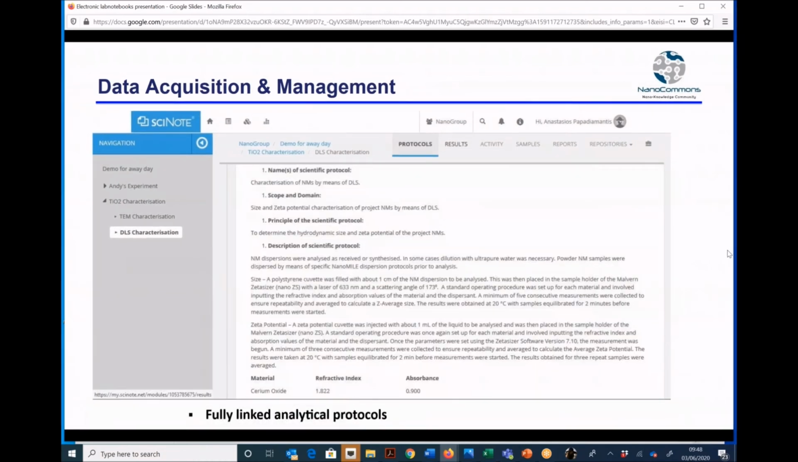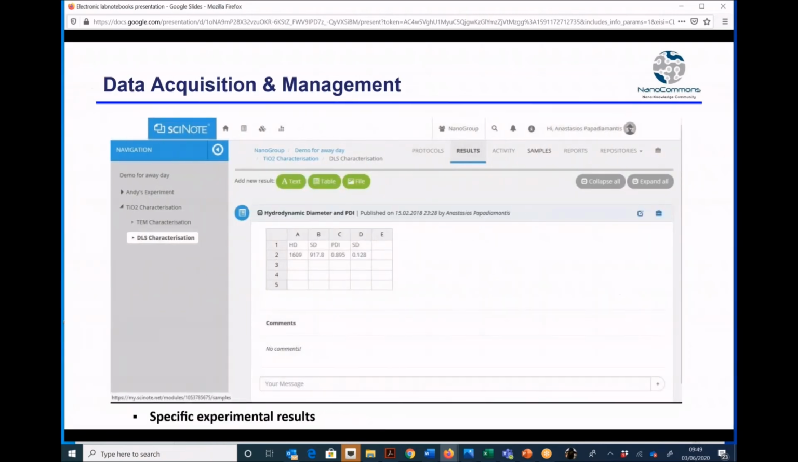So then the data acquisition and management, again, you can set up all of your protocols, and you can pull them in from the existing formats that you have them in. So this one is DLS characterization, and I see Tassos there, so I should just thank him that he has been the one doing the majority of the work on implementing the electronic lab notebooks for our own group, and most of that learning is then what's translating forward for NanoCommons.